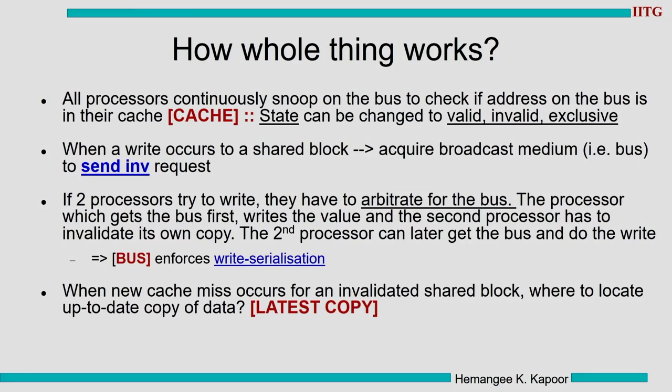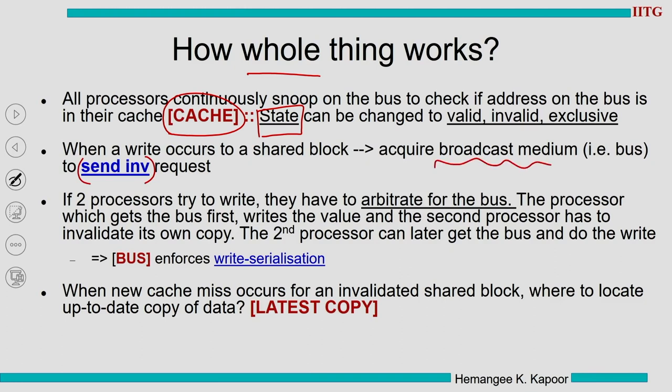To see how the whole system works, first we need a cache, and every cache maintains the state of the cache block: valid, invalid, modified, dirty, all those different states. Whenever it wants to change the data, it has to send an invalidation request over the broadcast medium so that other cached copies get removed and this particular cache alone writes to the data. If two processors want to write, then they have to arbitrate for the bus and they will be able to write one after the other. That is, we are able to achieve write serialization because of the bus. And whenever a new cache miss occurs for a future data item access, our question to answer is, where do I find the latest copy of the data?